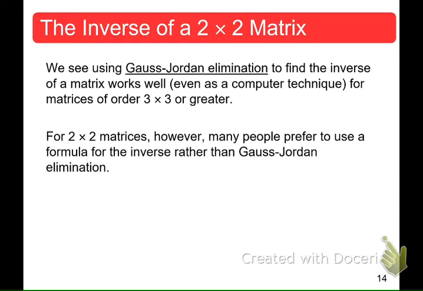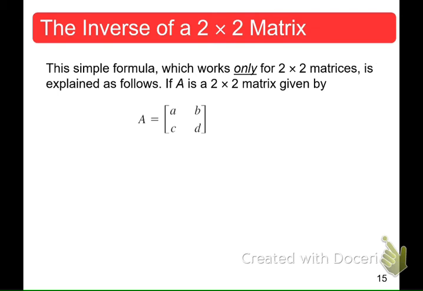Now we see that Gauss-Jordan elimination worked for either the 2 by 2 or the 3 by 3. But it can get a little tedious as it gets bigger and bigger. You won't have to do much larger than a 3 by 3 inverse. But if I have a 2 by 2 matrix, there is a different method we can use instead of Gauss-Jordan elimination that might be a little easier for us. It's a simple formula that we're going to use if I have a 2 by 2 matrix. It only works for 2 by 2s.